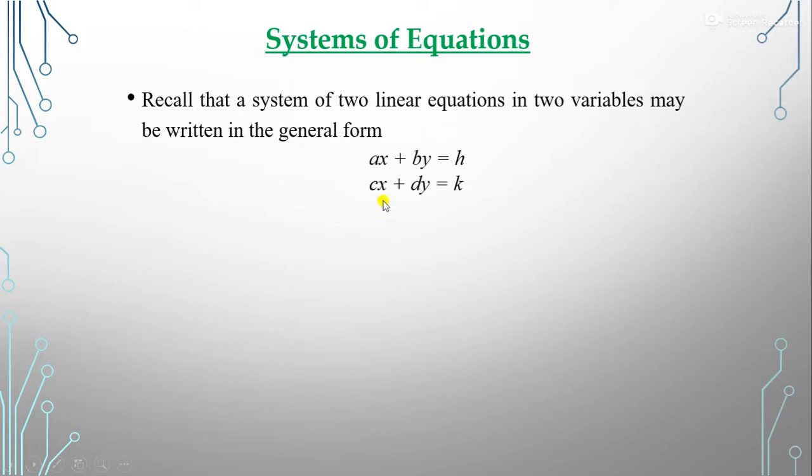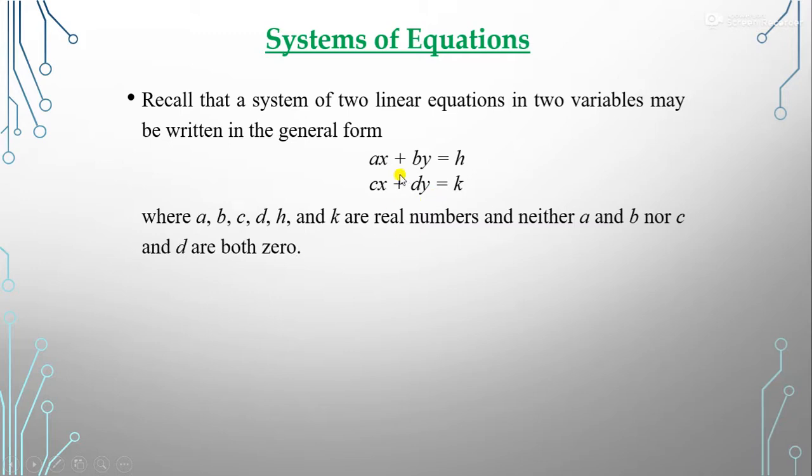If we have two linear equations and two unknowns or two variables, our equations are like that: ax plus by is equal to h and cx plus dy is equal to k. These h and k are the constants here, and these a, b, c, d are the coefficients of the variables. And here these a, b, c, d should not be 0.